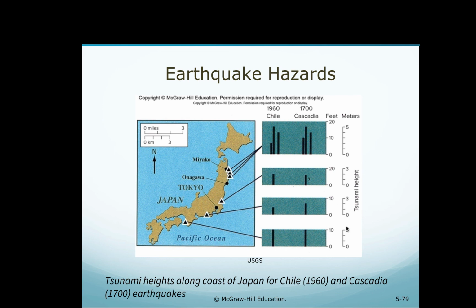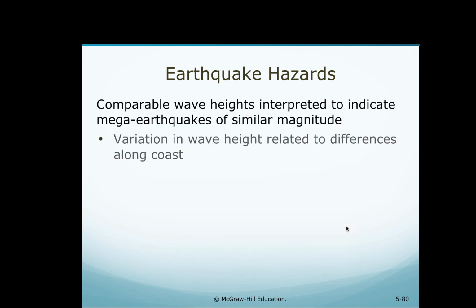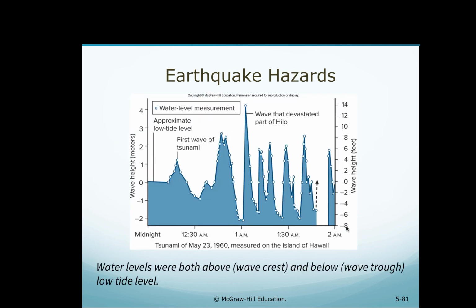Tsunami heights along the coast of Japan for the Chile and the Cascadia earthquakes. Comparable wave heights are interpreted to indicate mega earthquakes of similar magnitude. The variation in wave heights is related to differences along the coast. Water levels were both above and below low tide level.